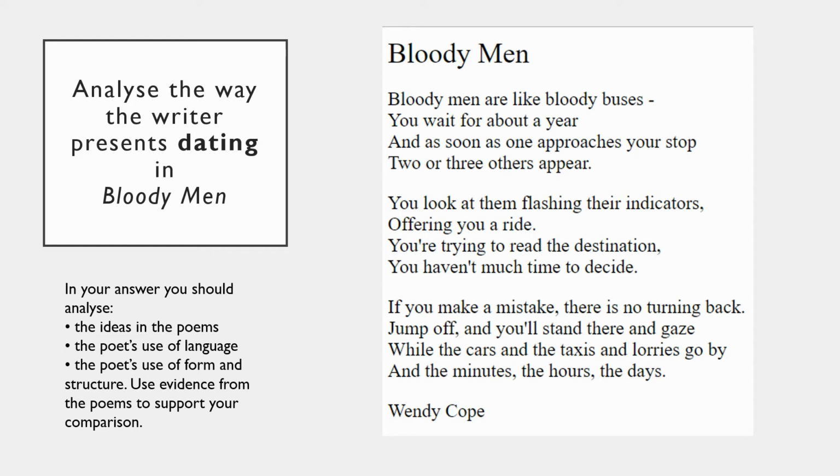What else can we see here? We've got that use of you. So we've got direct address, trying to involve the reader within the poem, trying to make them feel that they can relate to it. Okay, and then we've also got that use of alliteration. So what letter is being alliterated in stanza 1? Yep, the letter B, that bloody men, bloody buses. And obviously we've got bloody, which is an example of a swear word.